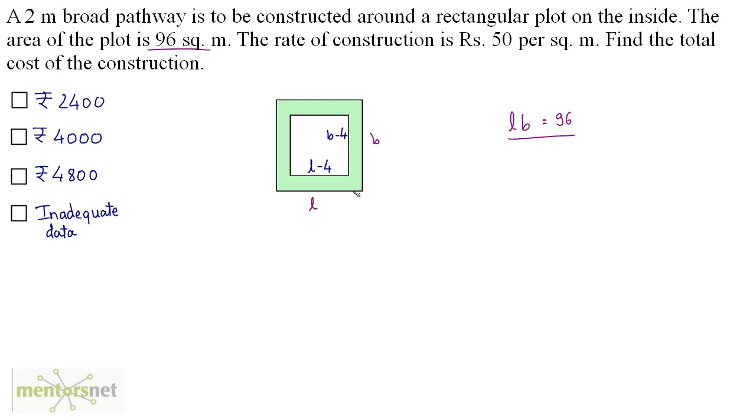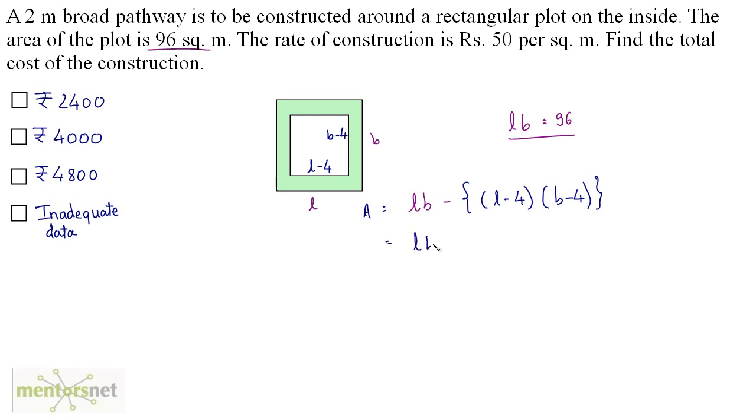Well, outer rectangle's area minus inner rectangle's area. So that will be L times B, the outer rectangle's area. So LB minus the inner rectangle's area, which will be L minus 4 times B minus 4. Okay, that will give you the area of this green region.